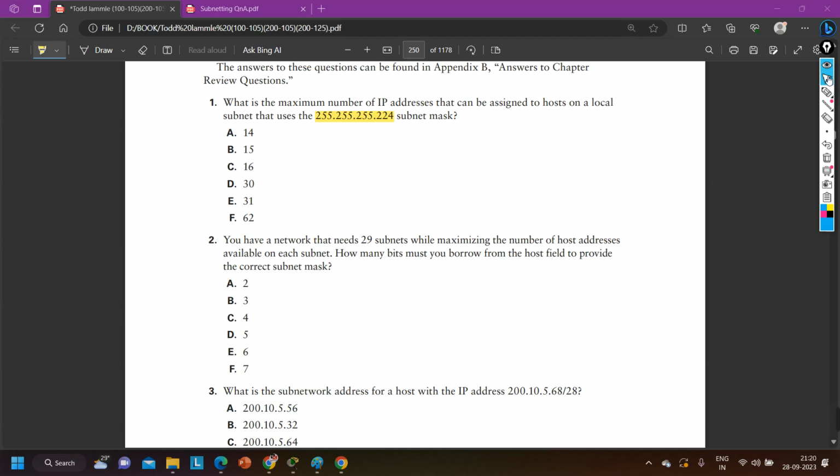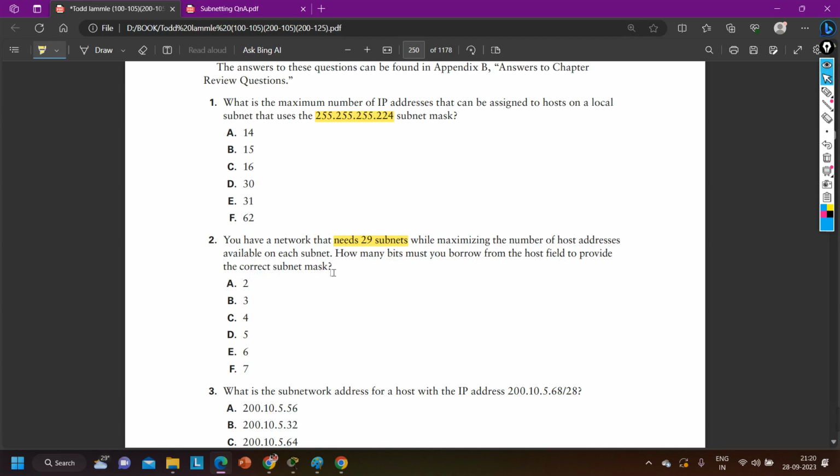Very good. Okay. Next question is, you are given a network that needs 29 subnets, meaning the total number of networks is 29. While maximizing the number of host addresses available on each subnet, how many bits must be borrowed from the host field to provide the correct subnet mask? 5.